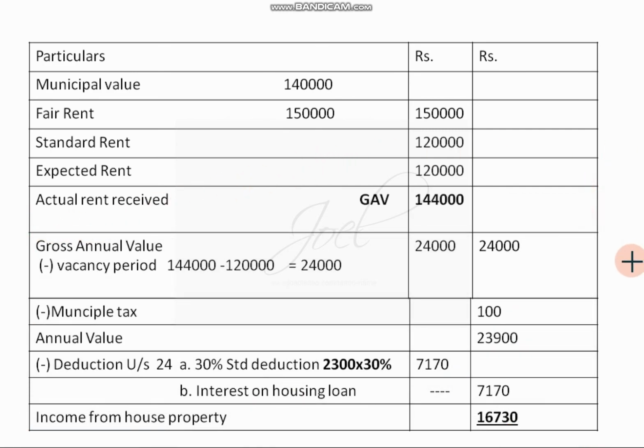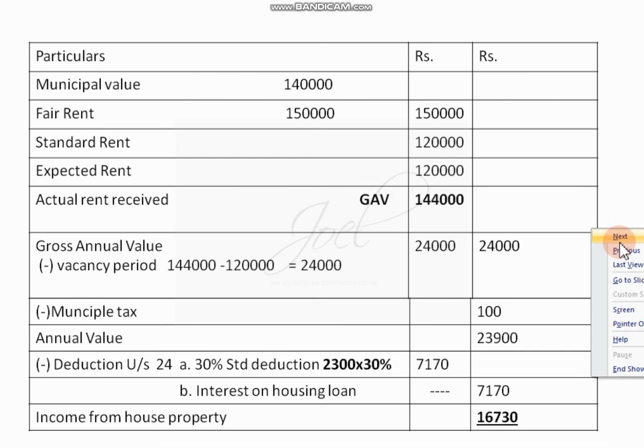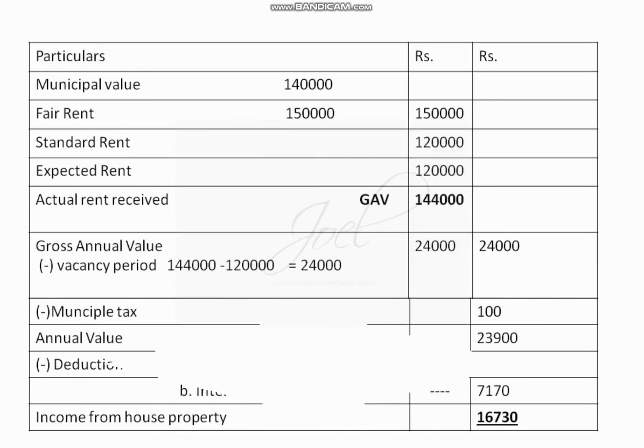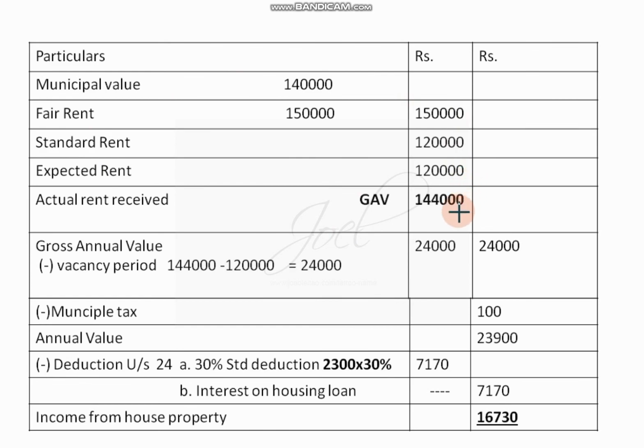So we'll write this problem. Yes, pause the video and write the problem. All the information, see, M tax means municipal tax, and other information we are supposed to consider. Pause it and write, then the solution of this. Alright, so these are the things. In front of 24,000, write this as gross annual value. This gross annual value won't come here, you write it here as gross annual value. Pause the video and write.